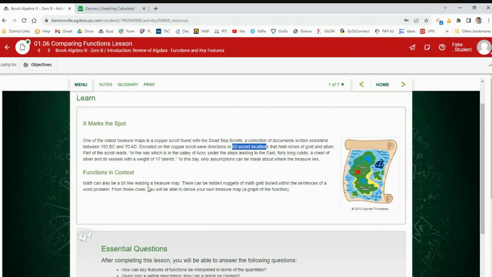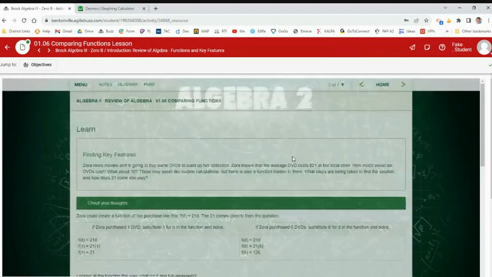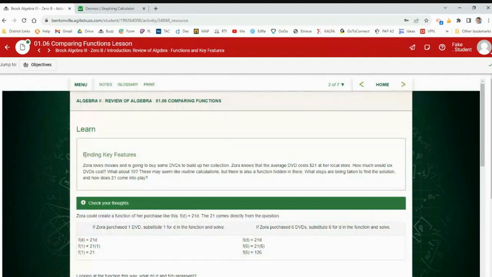So math can also be a bit like reading a treasure map. There can be hidden nuggets of math, gold, buried within the sentences of a word problem. And with those clues, you'll be able to derive your own treasure map, which would be a graph of the function. So here's our 3 questions. You could read those. Let's look at page 2. Finding key features. That's the thing. When you're comparing functions, you're going to find their key features. Like what is their y-intercept? What is their slope? How can we compare those?